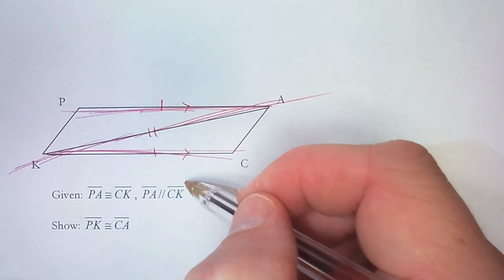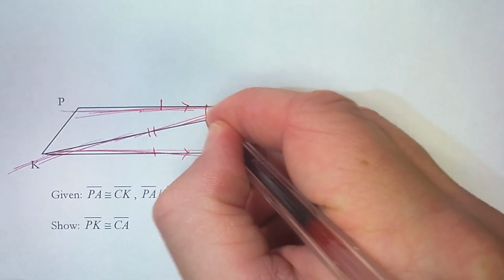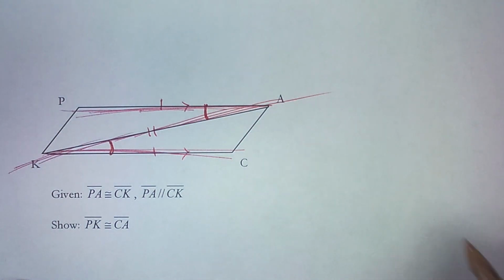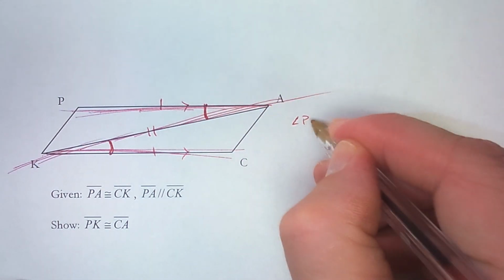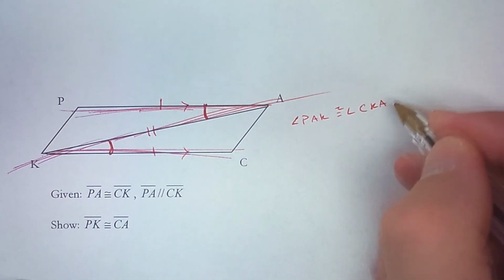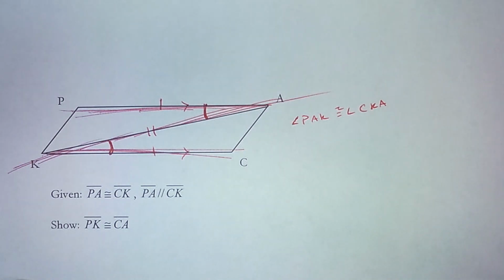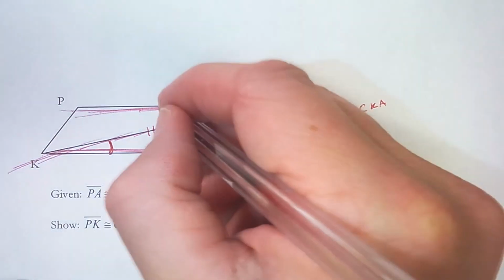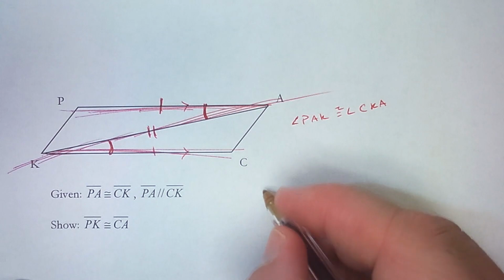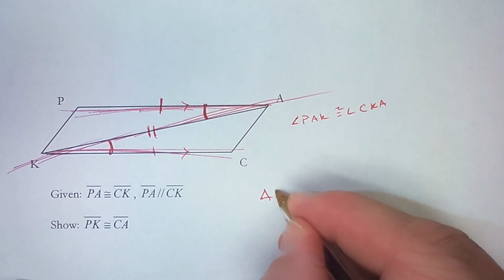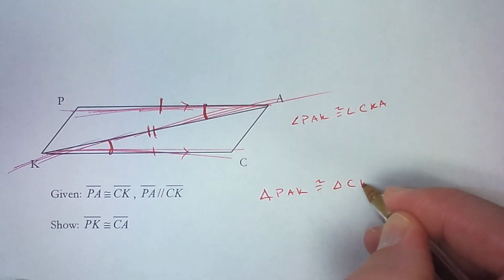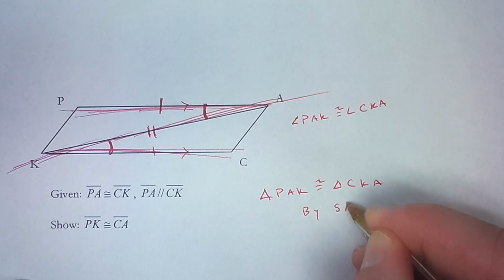When two parallel lines are cut by a transversal, I know that alternate interior angles are congruent to each other. So angle PAK is congruent to angle CKA because they are alternate interior angles on parallel lines. Now that gives me enough for side, angle, side. So I can say that triangle PAK is congruent to triangle CKA by side, angle, side.